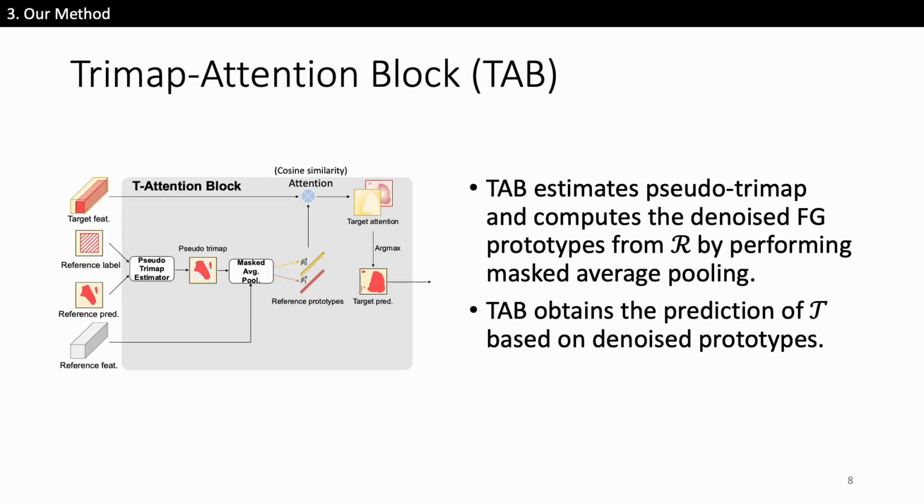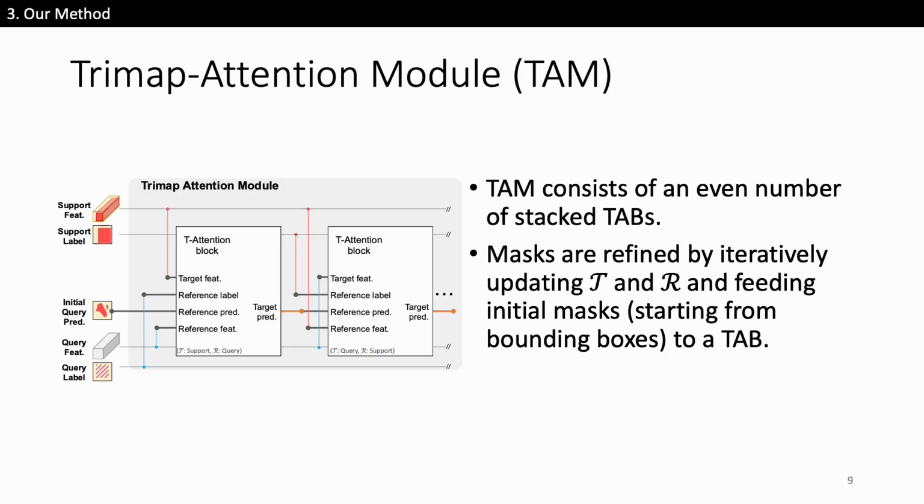Based on the suggested pseudo trimap estimation, the trimap-attention prototype block, TAP, is suggested. It estimates the pseudo trimap and computes the prototypes by mask average pooling, excluding the gray zone from the reference domain. TAP then obtains the prediction of a target domain based on the noise-free prototypes by measuring attention. By stacking TAPs an even number of times, the trimap-attention module, TEM, is finally proposed. Masks are refined by iteratively updating the target and reference domains and feeding the initial mask to a TAP. As a result, we get the refined prototypes and predictions for both the query and support sets.